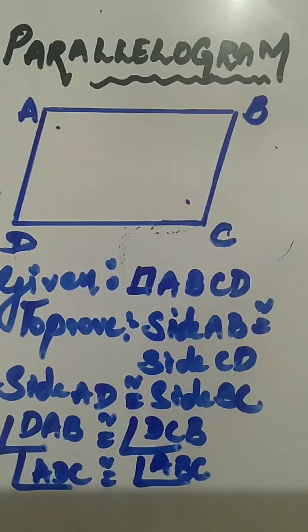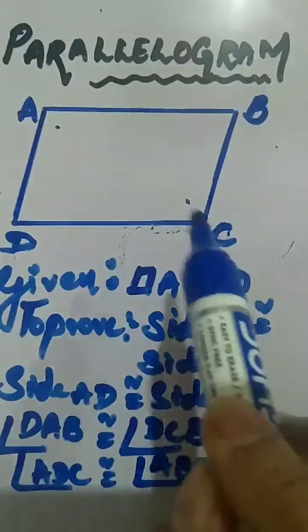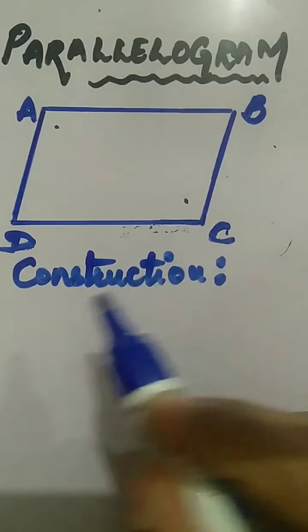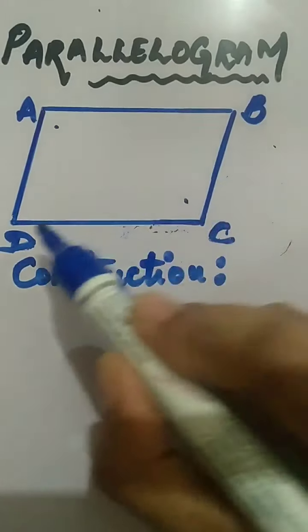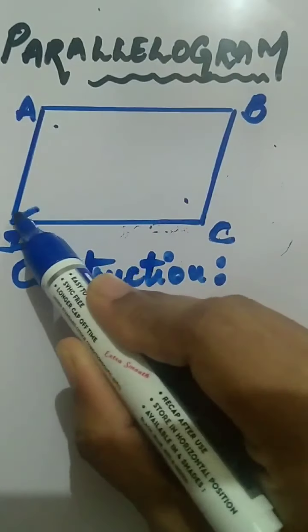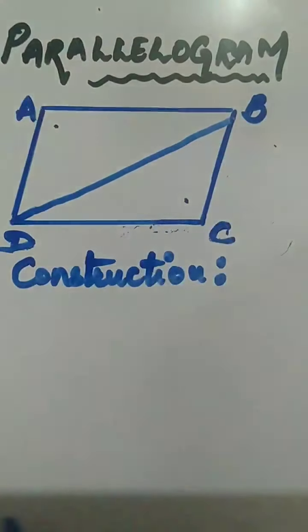Pause for a while and check whether I have written to prove correctly. These two sides we have to prove congruent, and these pairs of opposite angles I have to prove congruent. This is ADC, okay, and this is ABC. Now to prove it, we need a construction. Let us draw diagonal BD. Using scale, draw the diagonal BD.